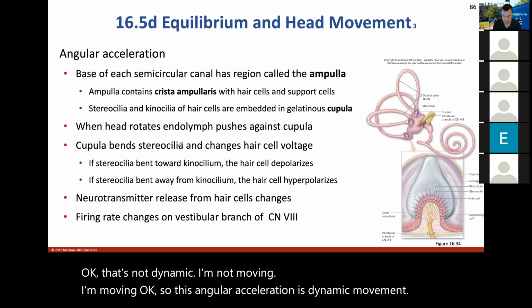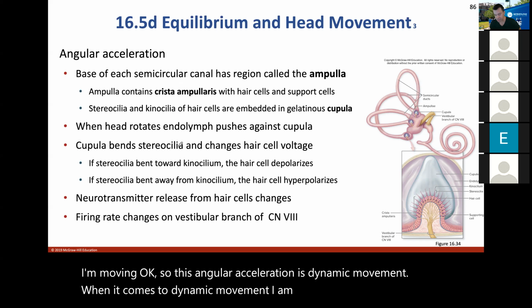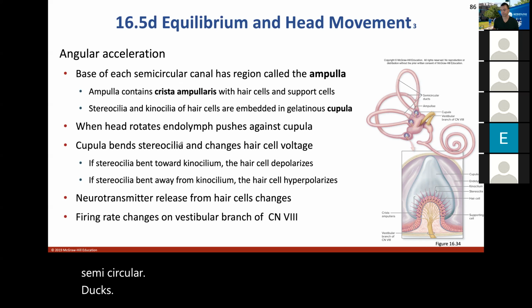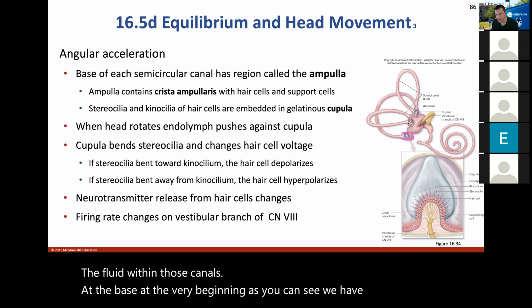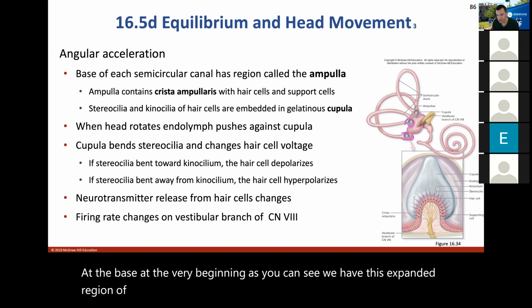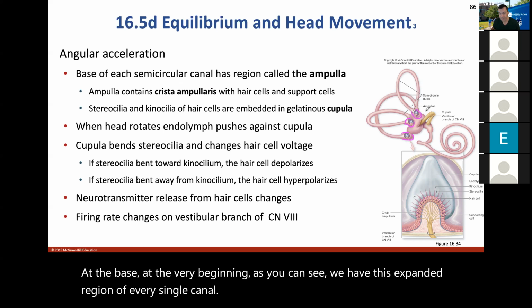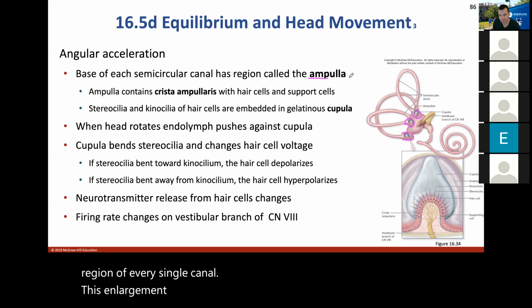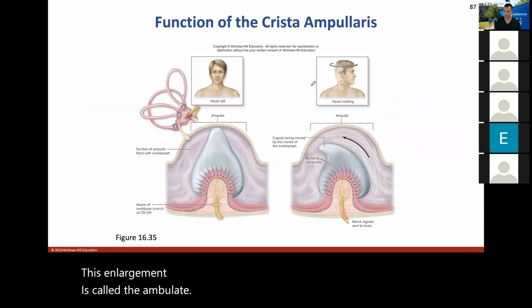When it comes to dynamic movement, I am moving now. The fluid in my semicircular ducts, the fluid within those canals, at the base, at the very beginning, as you can see, we have this expanded region of every single canal. This enlargement is called the ampullae. And this is just a highlighted version of that ampulla right there.